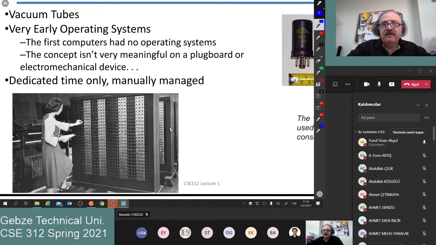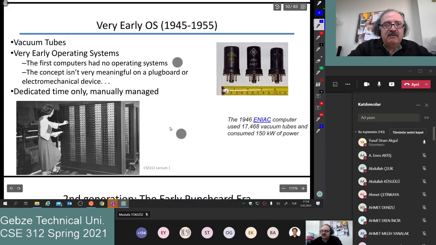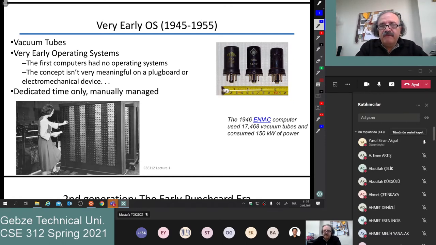That was the early computers, and with this kind of system, there is no operating system because you are directly using all the hardware yourself. And with this computer, ENIAC, the most powerful computer in those days, a single computer, 1946, there are 17,000 vacuum tubes, and the whole computer consumed this much power, 150 kilowatts.